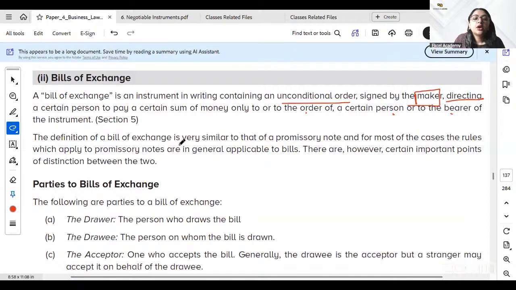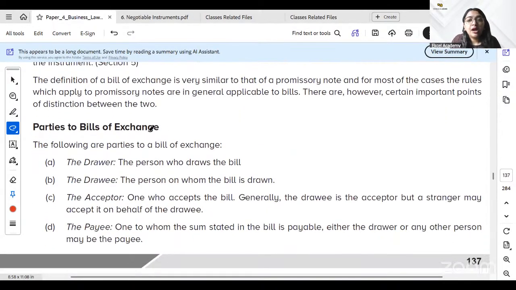Now, the definition of bill of exchange is very similar to that of the promissory note, and we also saw that their features are more or less similar. When we speak of the parties to your bill of exchange, we start off with the drawer, the person who draws the bill. Drawee, the person on whom the bill is drawn. So the drawee will also be the payer. The acceptor is the one who accepts the bill. So the drawee will only be the acceptor, right?